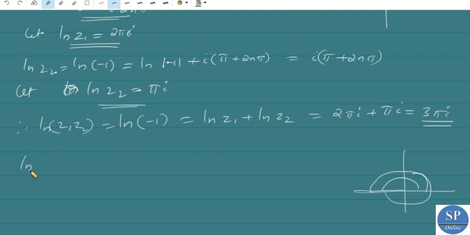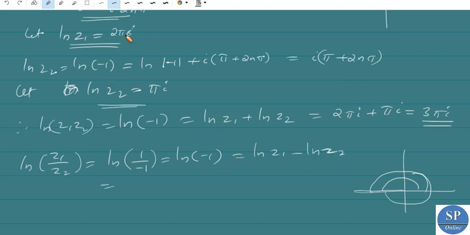Also we have ln of z1 by z2. This is equal to ln of z1, which is 1, divided by z2, which is minus 1. So this is also ln of minus 1. So this is equal to ln z1 minus ln z2 by the property. So this is equal to ln z1, which is 2 pi i, minus ln z2, which is pi i. Okay, so we got this is pi i.